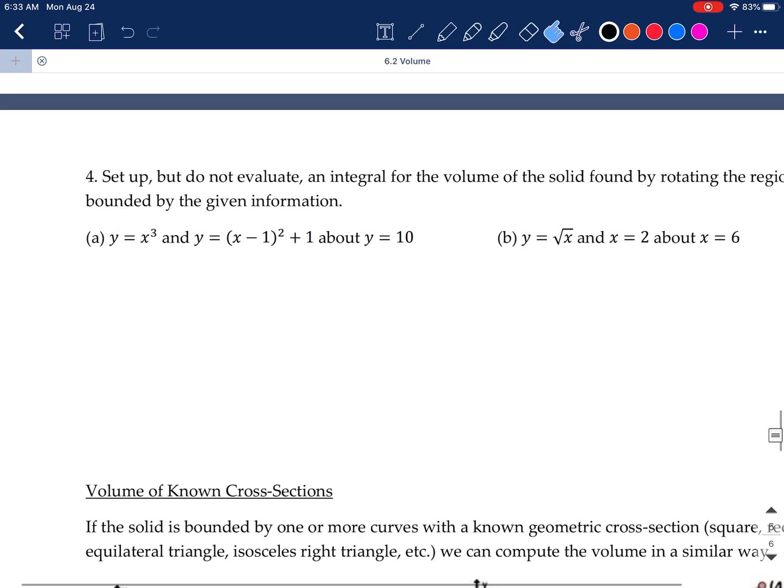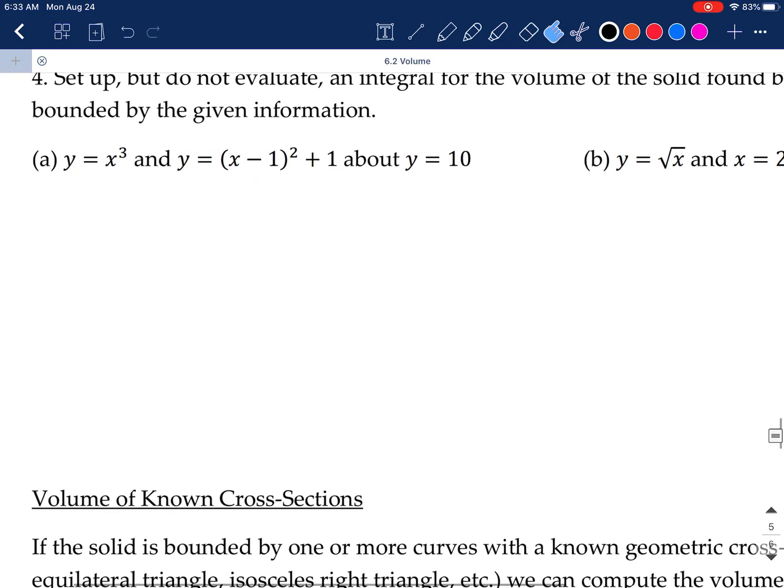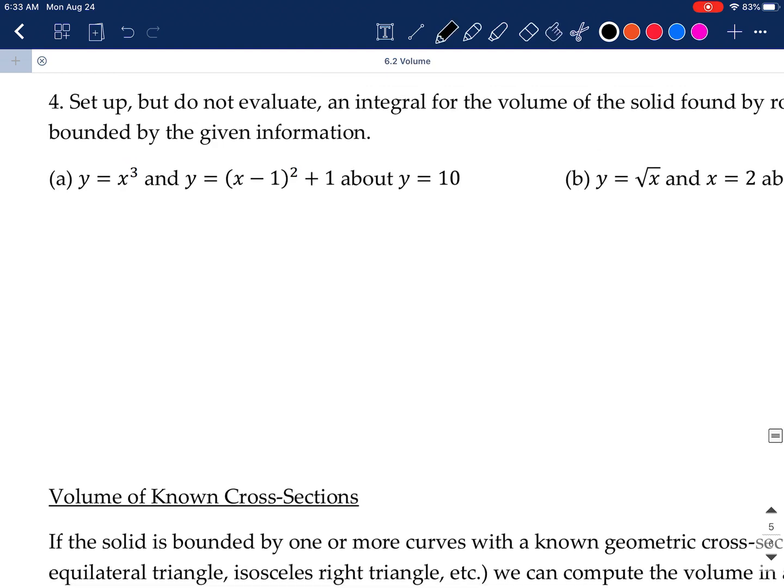We're not actually going to evaluate the integrals, but we want to set them up. So we've got y equals x cubed, and then a quadratic, y equals (x minus 1) squared plus 1, about y equals 10. So now we're going to rotate about something that's not just the x or y axis.